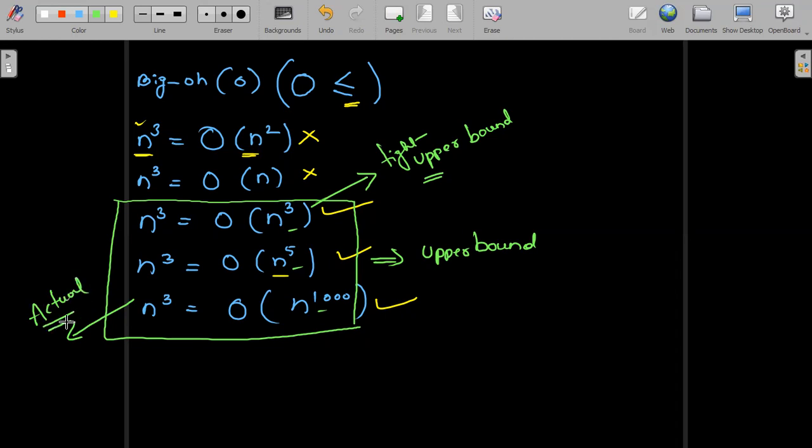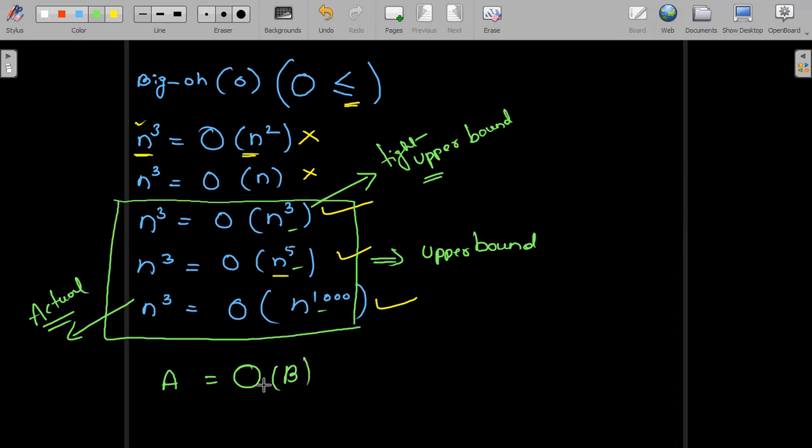Okay, this we will call the actual. These are all upper bounds. This is the actual one. Now, for example, I am going to write it like this: algorithm A, problem A, that is equal to big O of B.